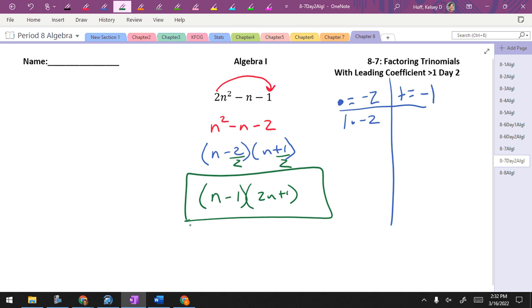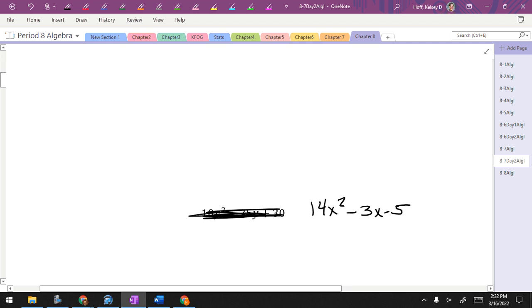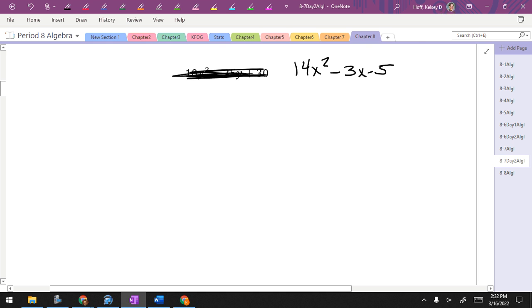Okay, we did the one on the bottom yesterday, so we're going to cross that off and write this one down. 14x squared minus 3x minus 5. On your own, factor this, please.